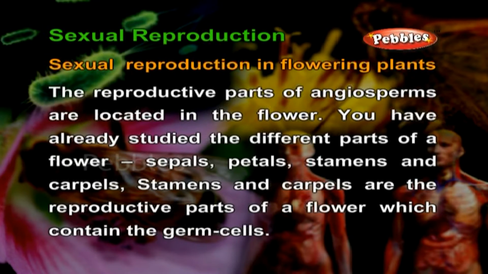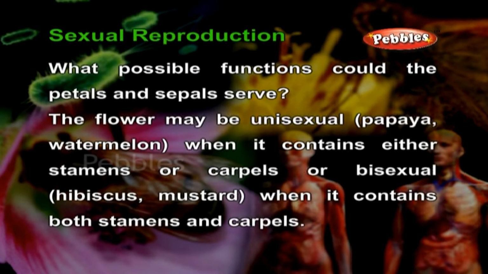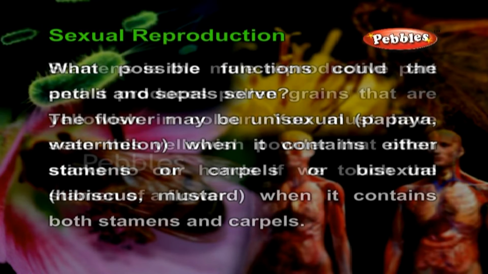Sexual reproduction in flowering plants. The reproductive parts of angiosperms are located in the flower. We have already studied the different parts of a flower: sepals, petals, stamens and carpels. Stamens and carpels are the reproductive parts of a flower which contain the germ cells. What possible functions could the petals and sepals serve? The flower may be unisexual like in papaya or watermelon when it contains either stamens or carpels, or bisexual as in hibiscus or mustard when it contains both stamens and carpels.